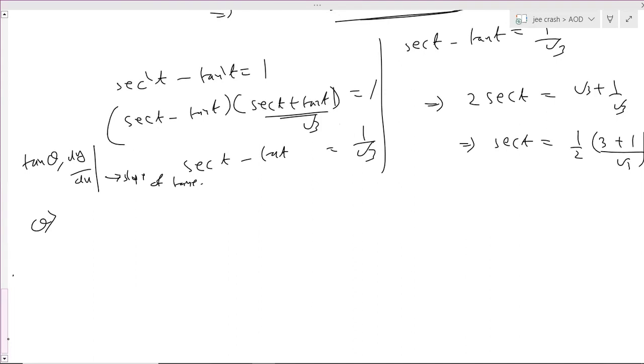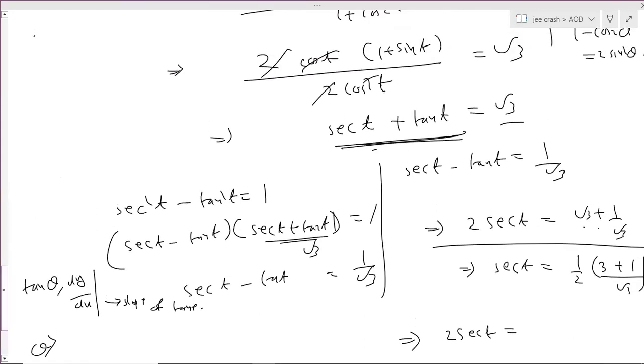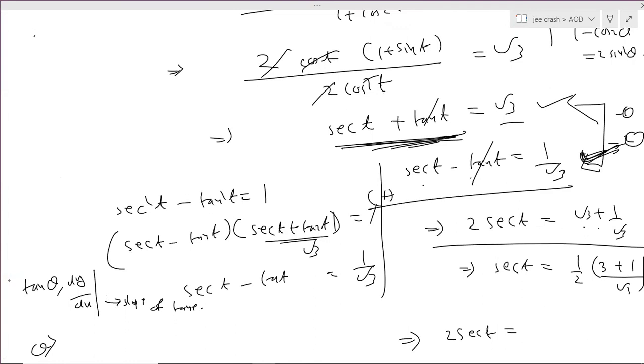Sir, could you explain the 2 sec t step? This one? Yes, sir. Okay. See, we have 2 sec t equals root 3 plus 1 upon root 3. How did you get that? Okay. See, sec t plus tan t is root 3, and sec t minus tan t is 1 upon root 3. This step is clear? Yes, sir. So if you just add these two equations together, then tan t and minus tan t will be cancelled. Yes, sir. All right.